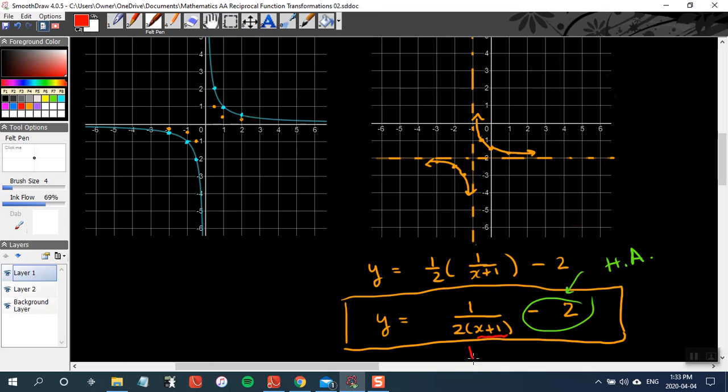And of course our vertical asymptote, the hint towards the location of your vertical asymptote, is what makes that 0 on the bottom, which is -1. So everything checks out, and we are finished.